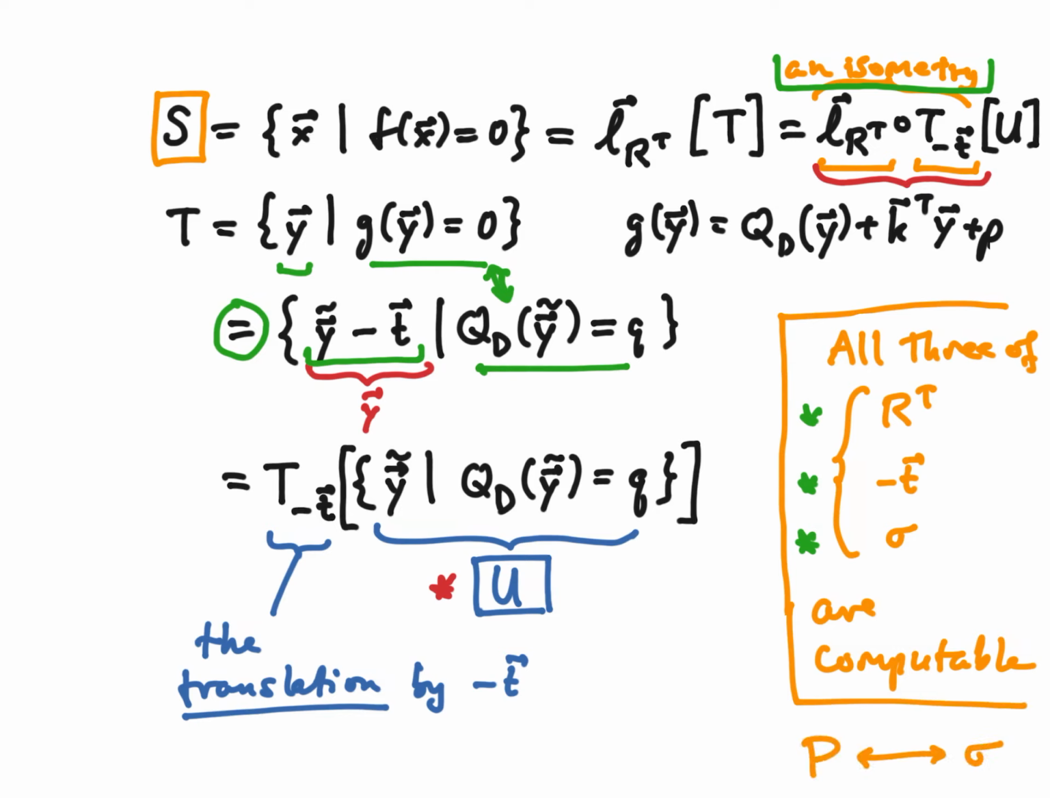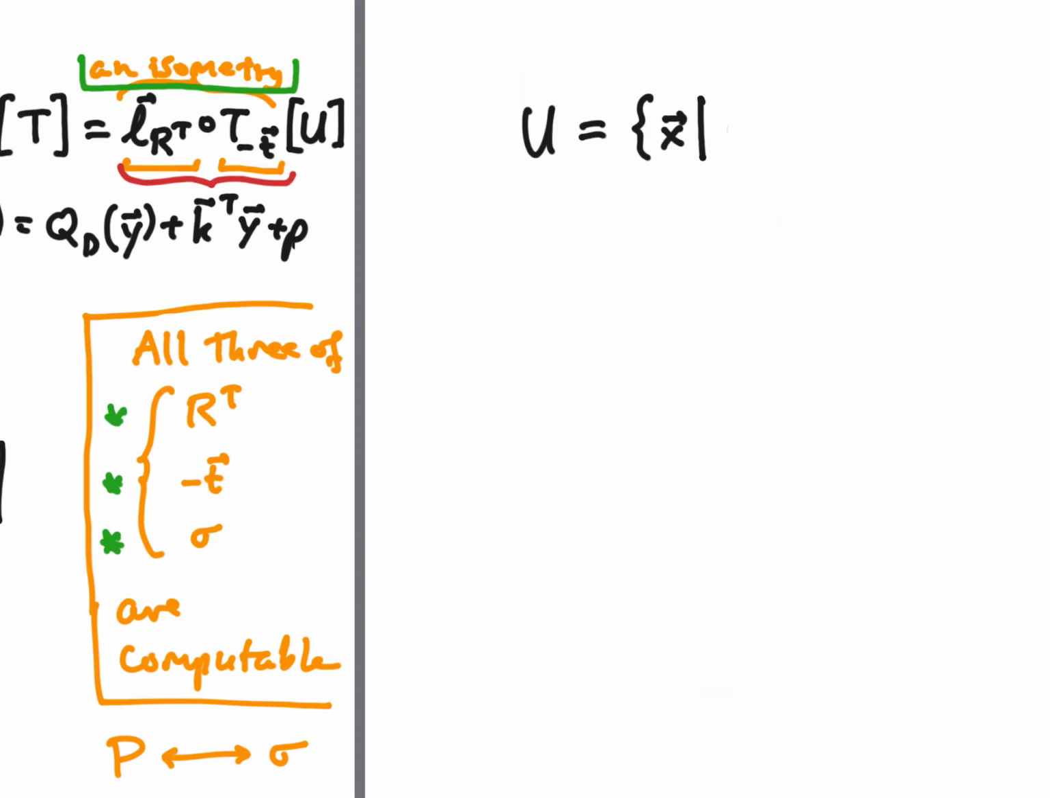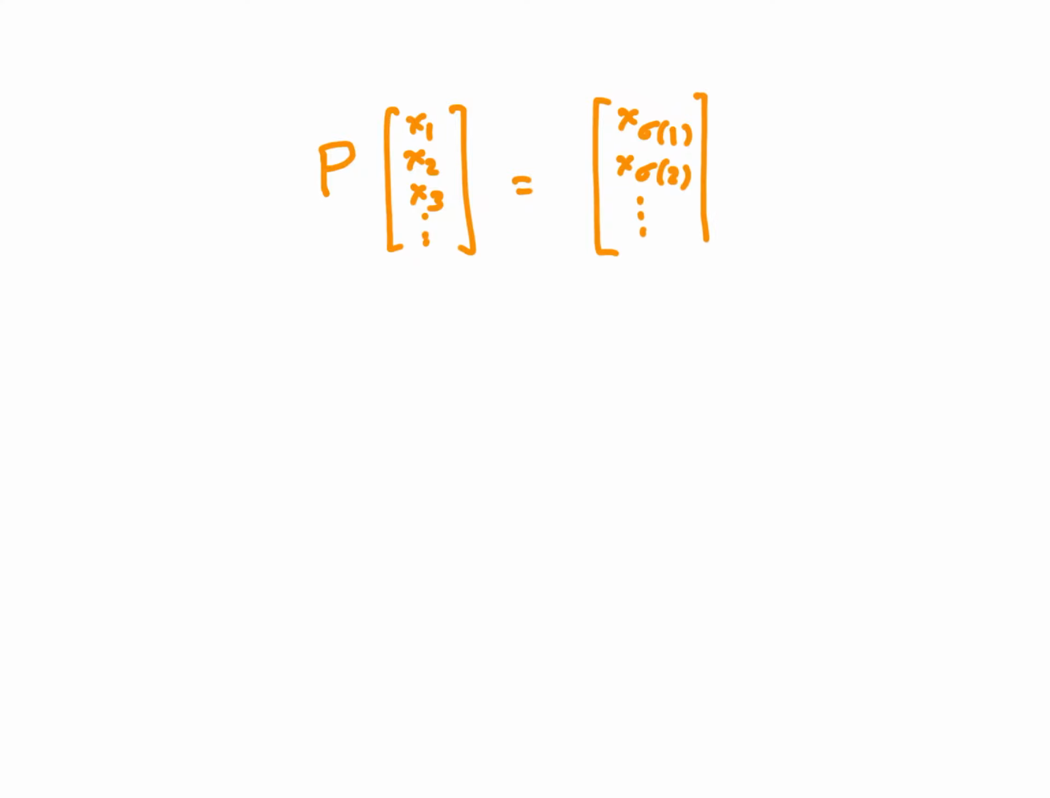There's this correspondence between permutation matrices and permutations. By the way, how you get the permutation matrix is pretty easy. Let me just go to a new slide here. So I want a matrix that's going to send the vector x1, x2, x3, etc. to the vector x sigma of 1, x sigma of 2, like that. So the question is, what do I put here?